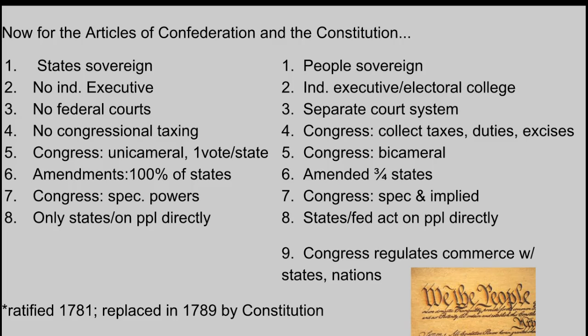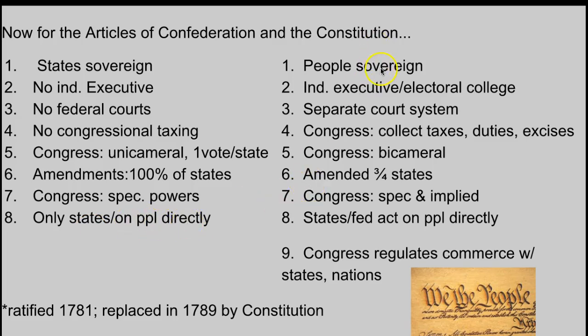So this is a comparison of the Articles of Confederation and the Constitution. The states were sovereign under the Articles of Confederation. There was no independent executive branch, meaning no president. There were no federal courts, so there was no judiciary. The Congress could not tax. Congress was unicameral, one house, so there was no House and Senate. There was just Congress, one vote per state. To make any amendments at all, you had to have 100% of the states approve it. Never going to happen.